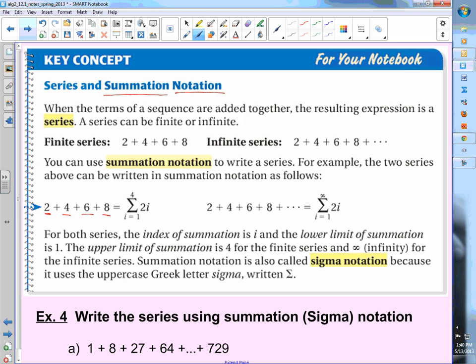When you see this sigma, your answer is one number. When you see sigma from 1 to 4, they're asking you to add all these up. And when you add them, you get, what is it? 20.